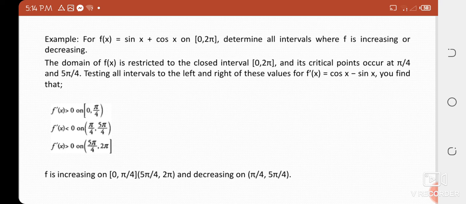you find that f prime of x is greater than 0 on (0, pi over 4). f prime of x is less than 0 on (pi over 4, 5 pi over 4). And f prime of x is greater than 0 on (5 pi over 4, 2 pi). f is increasing on (0, pi over 4) and (5 pi over 4, 2 pi), and decreasing on (pi over 4, 5 pi over 4).